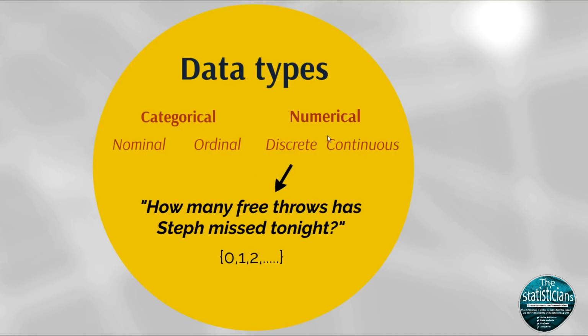Now, an example of discrete numerical data might be, how many free throws has Steph missed tonight? Clearly he can miss 0, 1, 2, 3, etc., etc. This is numerical data, but importantly, he can't miss 1.5 or 2.3 free throws, right? So there are only discrete possible values that this piece of data can take.